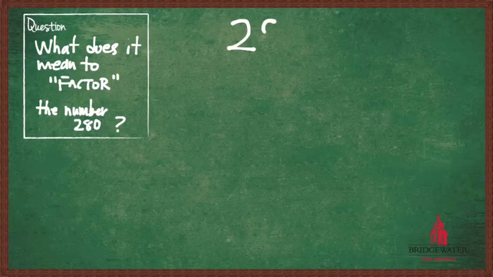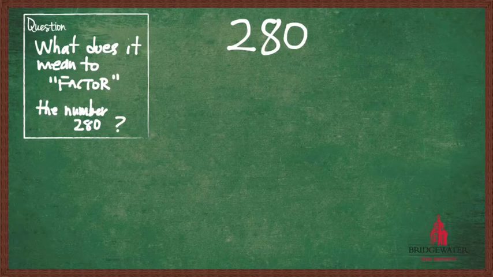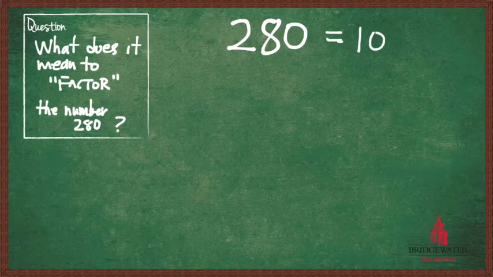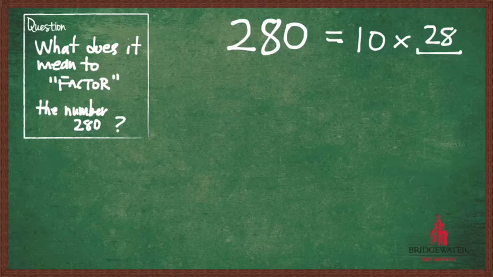Okay, so you start out with your number, 280, and you identified the number 10. Why is 10 an important number in this problem? Right, so 10 is a number which goes evenly into 280, and therefore, we can write 280 as 10 times something. What is it, 10 times what? 28, right.